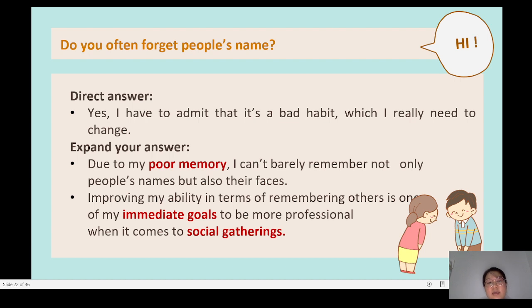My answer is yes, I have to admit that it's a bad habit which I really need to change. Due to my poor memory, I can barely remember not only people's names but also their faces. Improving my ability in terms of remembering others is one of my immediate goals to be more professional when it comes to social gatherings.